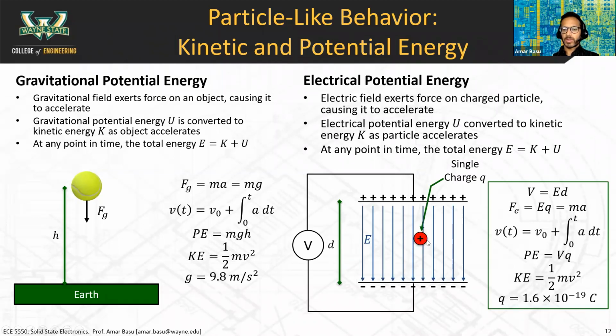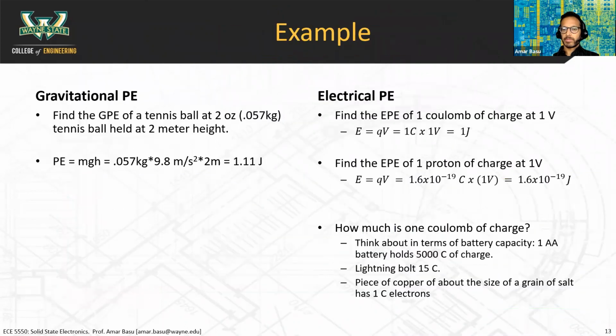Q is the charge of this particle, and the voltage is the voltage that we put across the two plates. So that would be one joule.